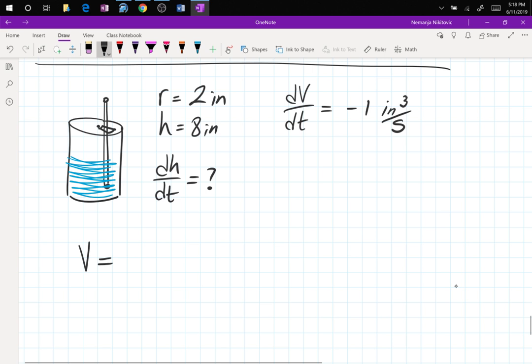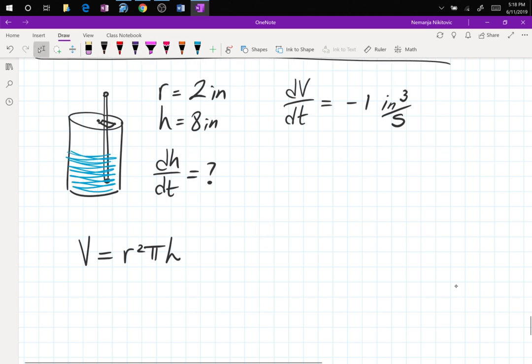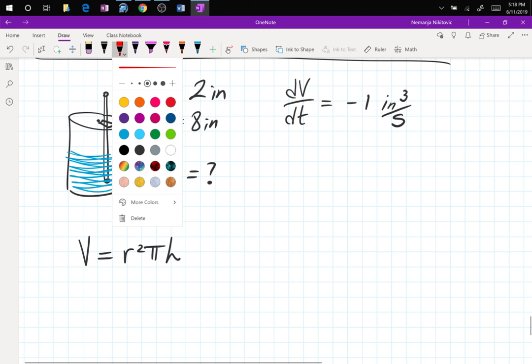Negative 1 inch cubed per second, yes, because it's per time. Volume formula is base times height. Base is a circle, so that's r squared pi, and then times the height. Now, let me write it here.